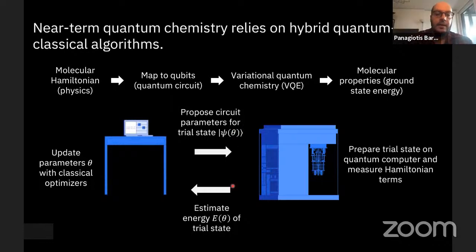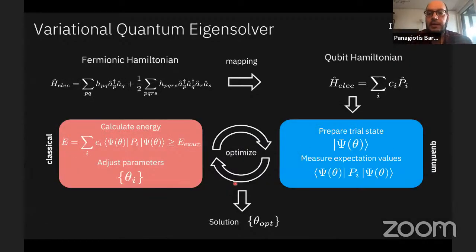If you want to see this in a more mathematical way, the variational quantum eigensolver is shown in this slide. You start from your fermionic Hamiltonian, you apply the mapping, and you have a qubit Hamiltonian that is the sum of different tensor products of Pauli matrices. Then you prepare a trial state in a quantum device from a set of parameters theta, and with a classical optimization loop, you update these parameters until you minimize the energy of the system.